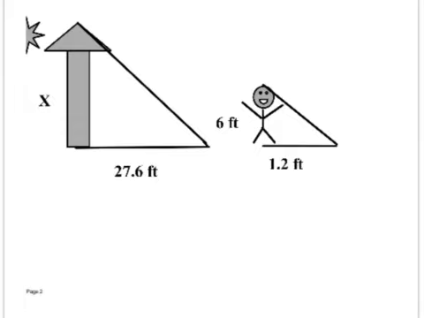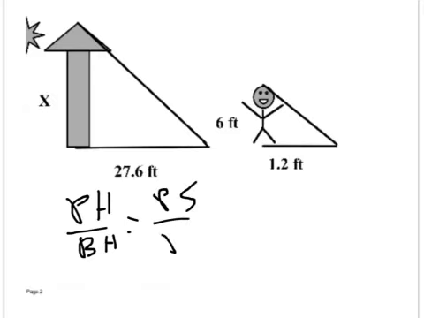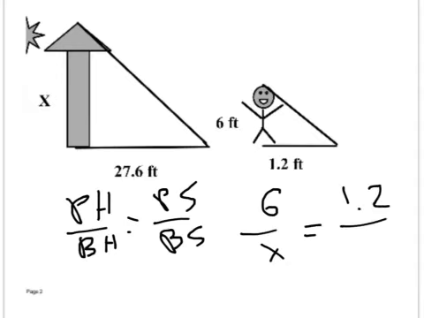So I need to set up proportions. I'm going to do the person's height versus the bell tower's height. That's proportional to the person's shadow versus the bell tower's shadow. So the person's height is 6 foot tall. The height of the bell tower is X. The person's shadow is 1.2. The bell tower shadow is 27.6.